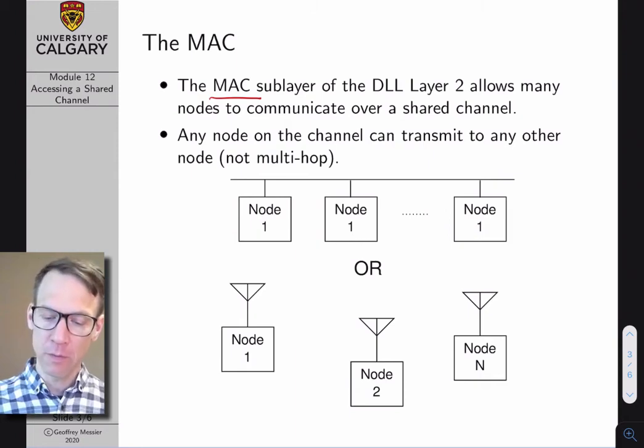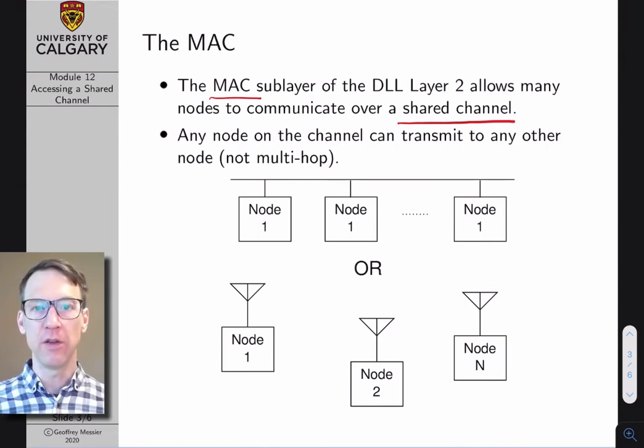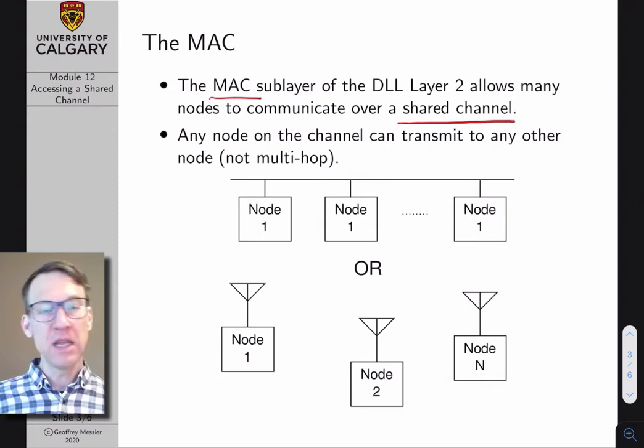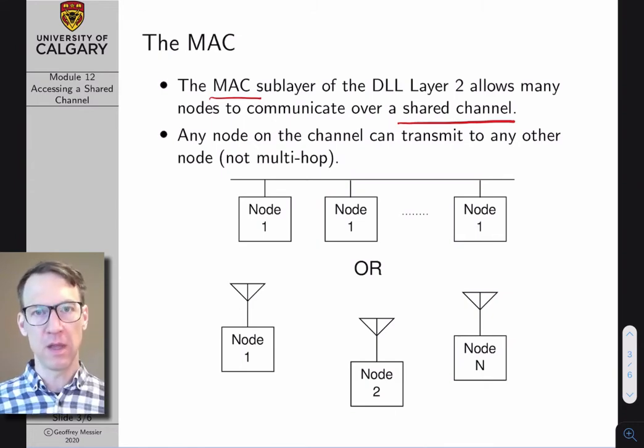Now, I should be very specific at this point and define what I mean by shared channel. A shared channel is when we have more than 2 nodes, so 3 or more nodes, accessing a channel where any node can transmit directly to any other node. So this is different than a multi-hop channel over a mesh network.